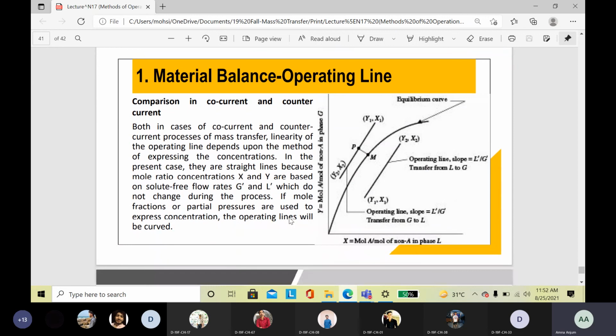Comparison of co-current and counter-current. In both cases of co-current and counter-current processes of mass transfer, linearity of the operating line depends upon the method of expressing the concentrations. In the present case, they are straight lines because molar ratio concentrations x and y are based on solute free flow rates G prime and L prime, which don't change during the process. If mole fractions or partial pressures are used to express concentration, the operating lines will be curved.